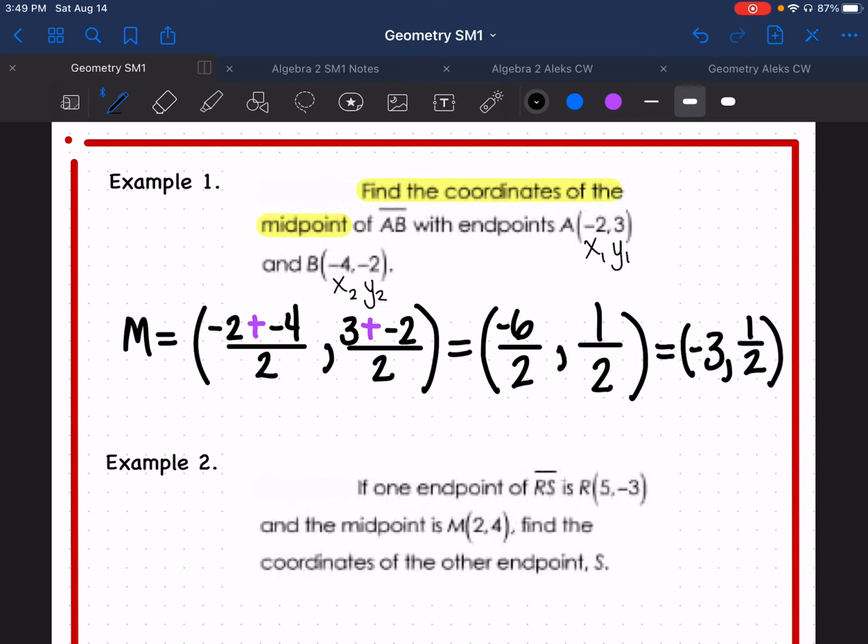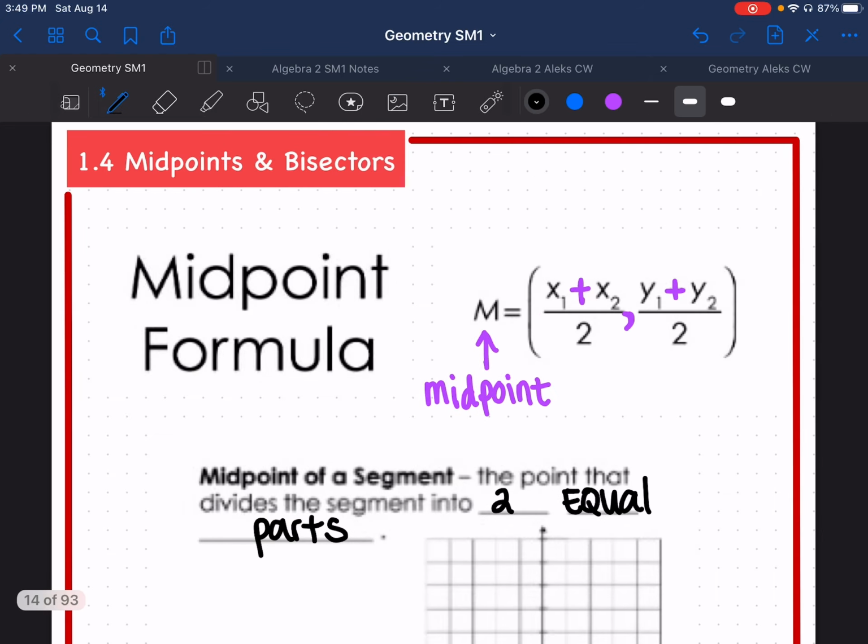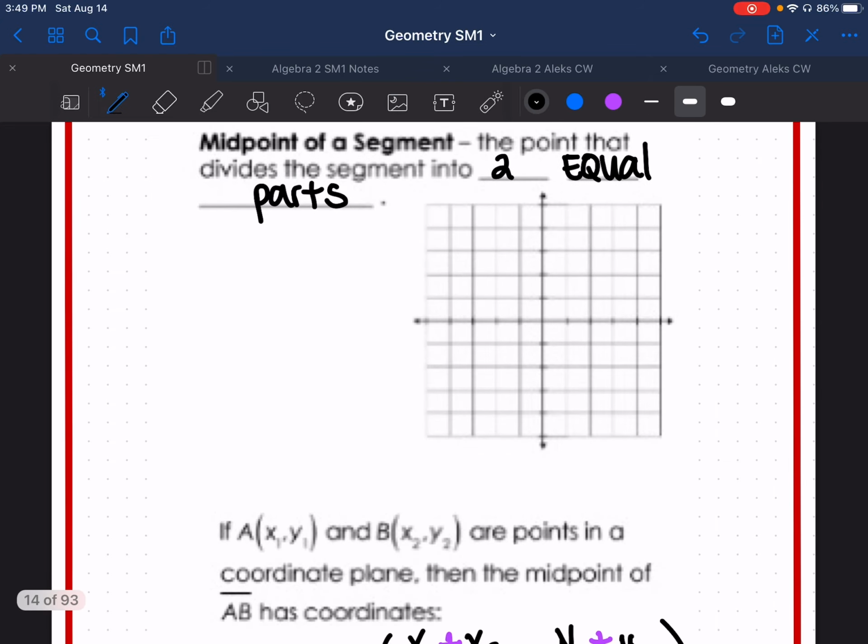Now, what I would like to do is go back to that graph on the first page, and show you another method for doing this. So let's go ahead and use our graph. Remember, this is your x-axis, the one that goes horizontally from left to right. And this is your y-axis that goes vertically up and down.